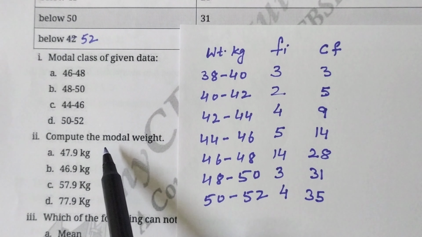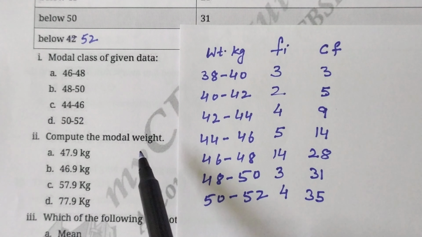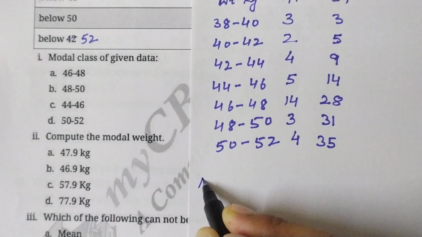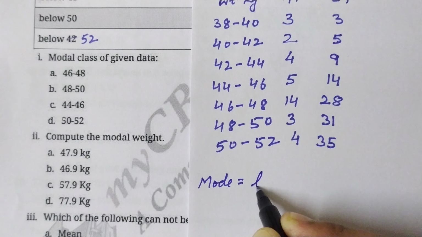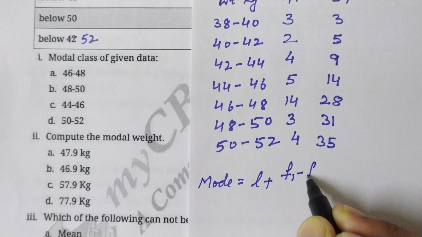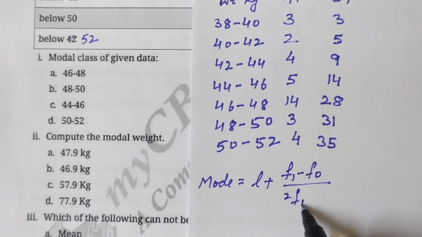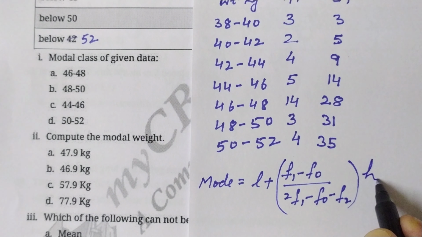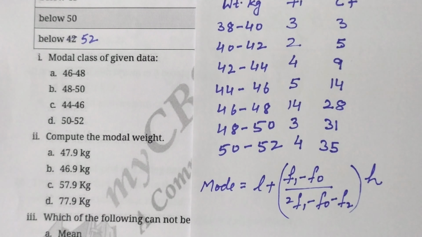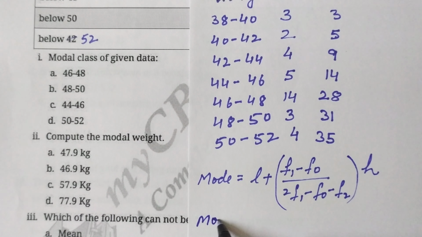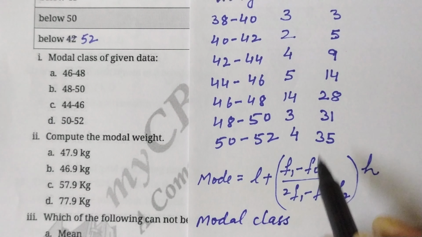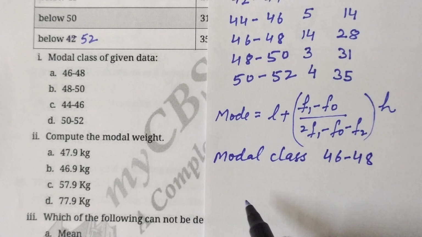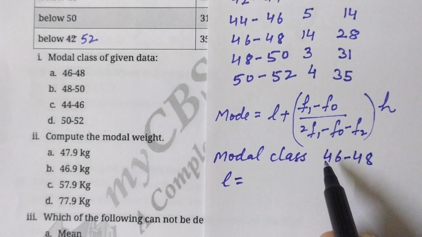Now B is calculate the modal weight. For finding the modal weight we have a formula. Mode is equal to L plus F1 minus F0 over 2F1 minus F0 minus F2, into H. I will tell you what these are. First of all, see what is the modal class. The modal class we have found is 46 to 48. The lower limit of the modal class is L. So L is 46 here.